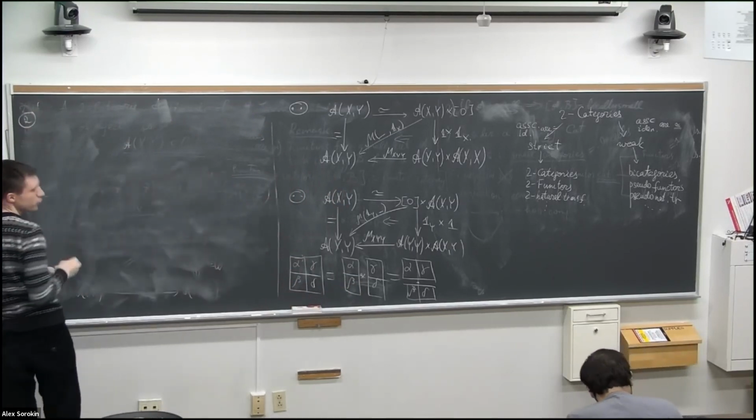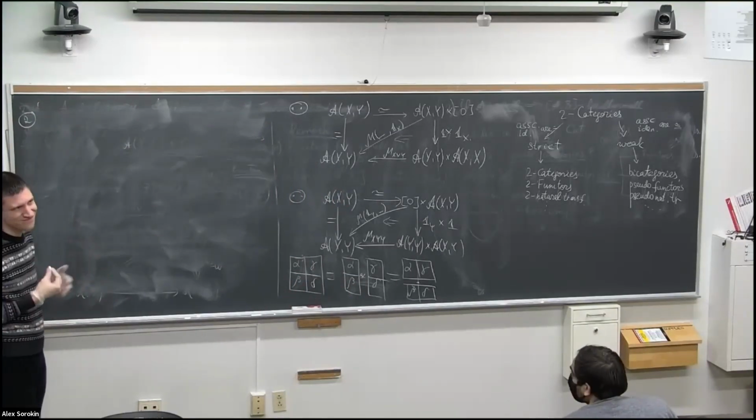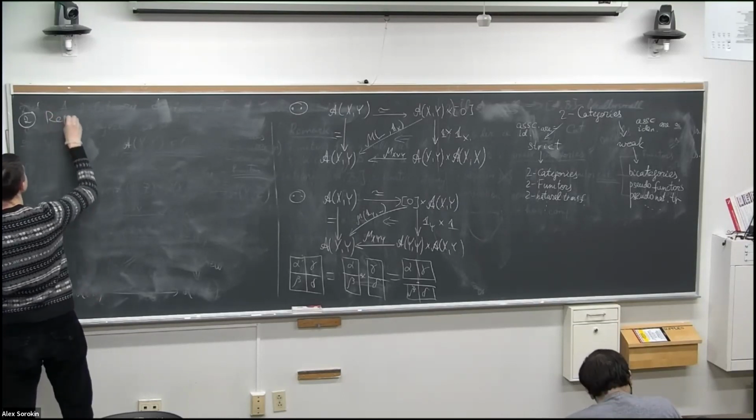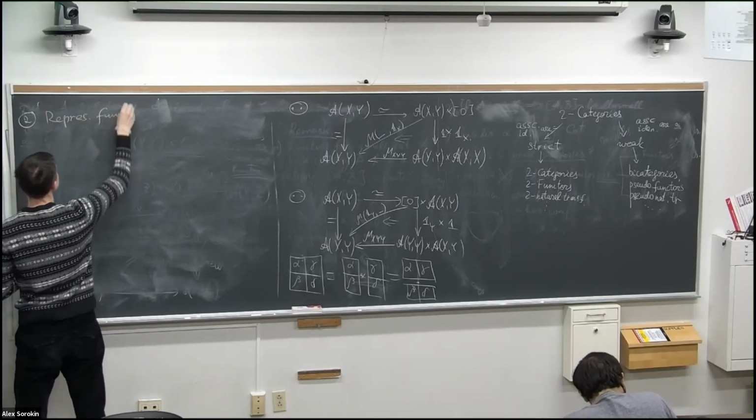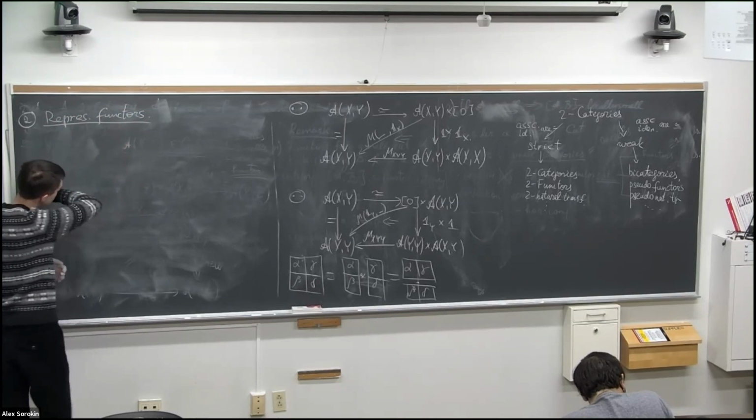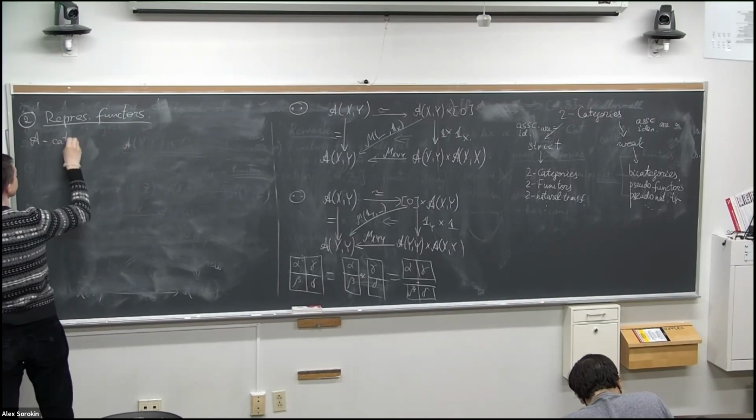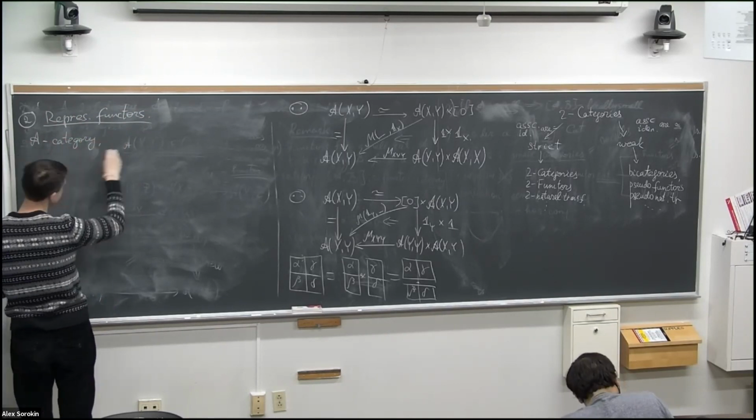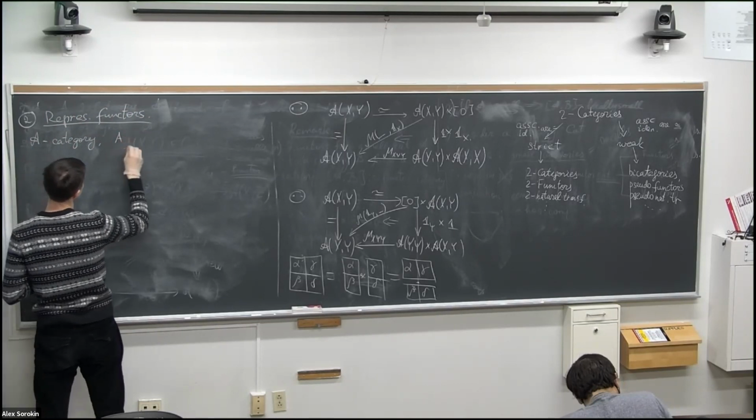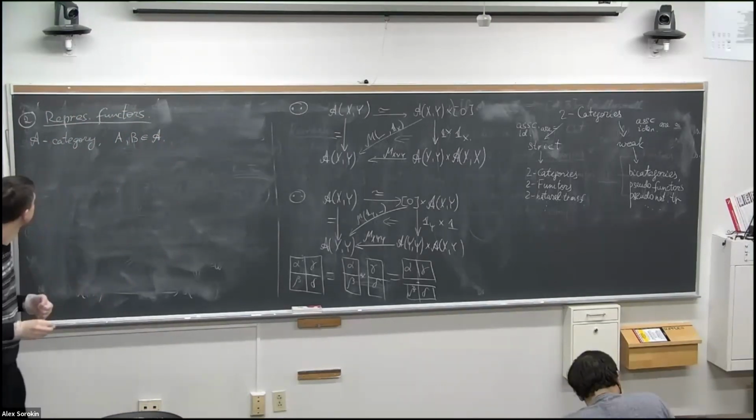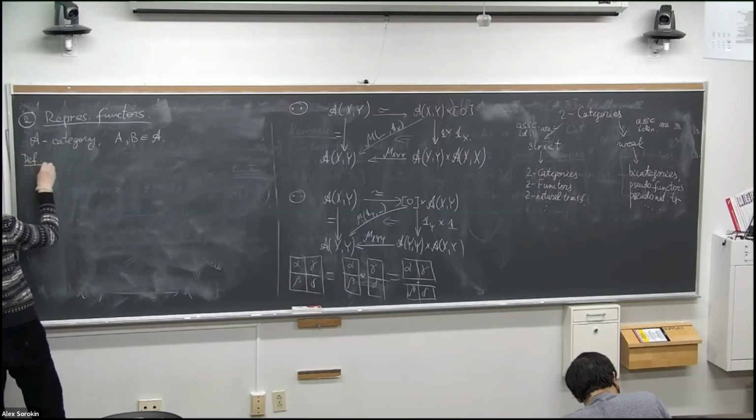Then part 2 of today's lecture will be something very small. Let's call it representable functions. Representable functions. We have a category A, objects A, B belonging to A. This is fixed. Then, definition.